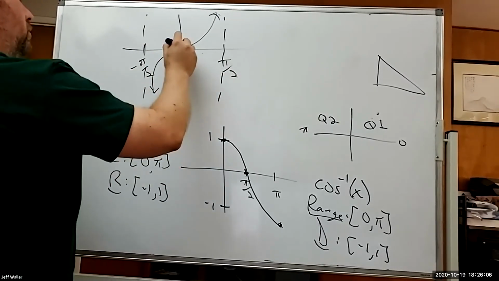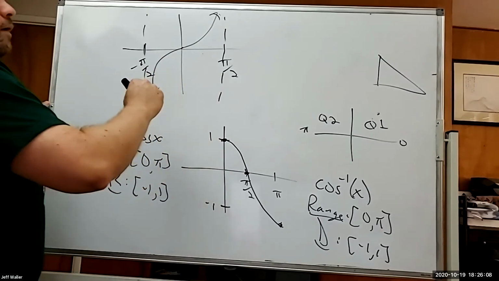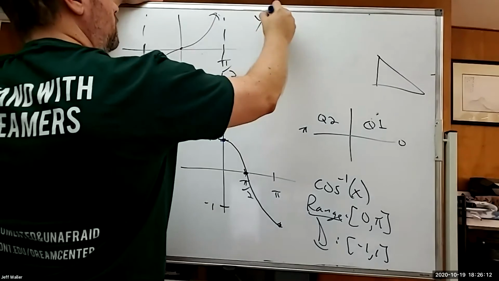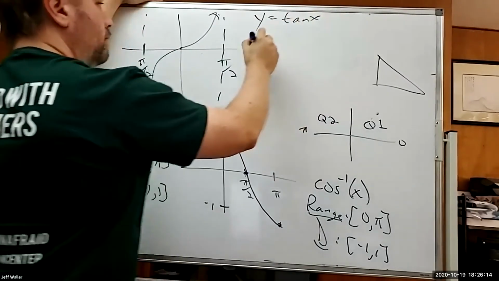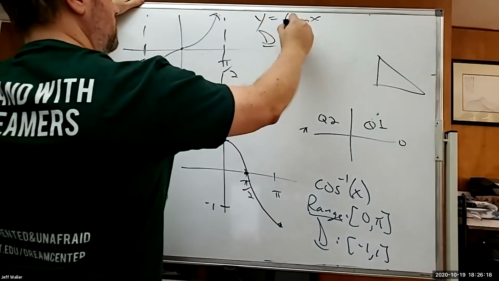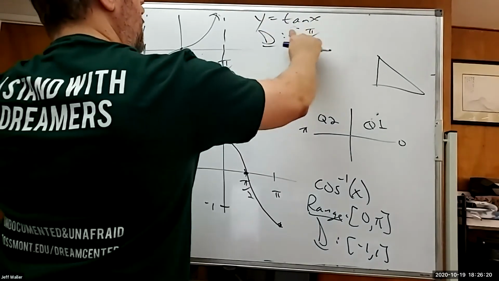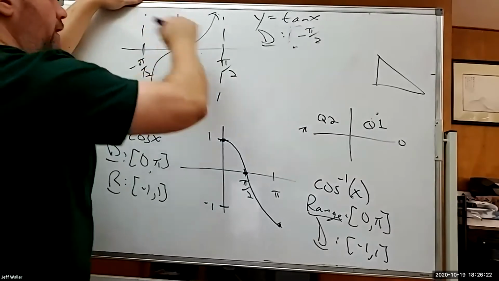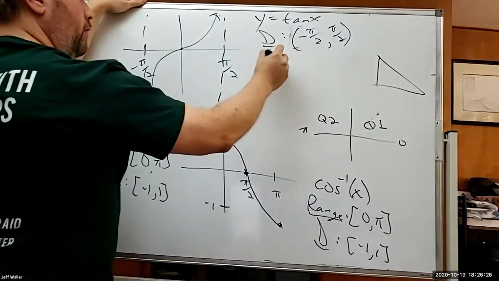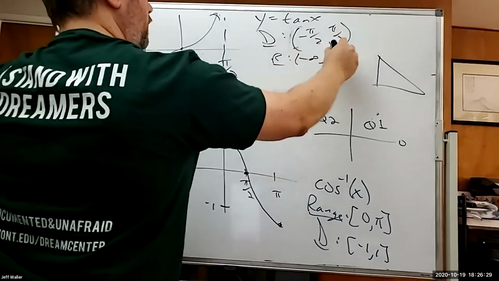Looks like a cubish dude. So it's inverse. So this, if I just restrict it to negative pi over 2 to pi over 2, oops, these can't be inclusive because they're vertical asymptotes. And the range is, of course, negative infinity to infinity.